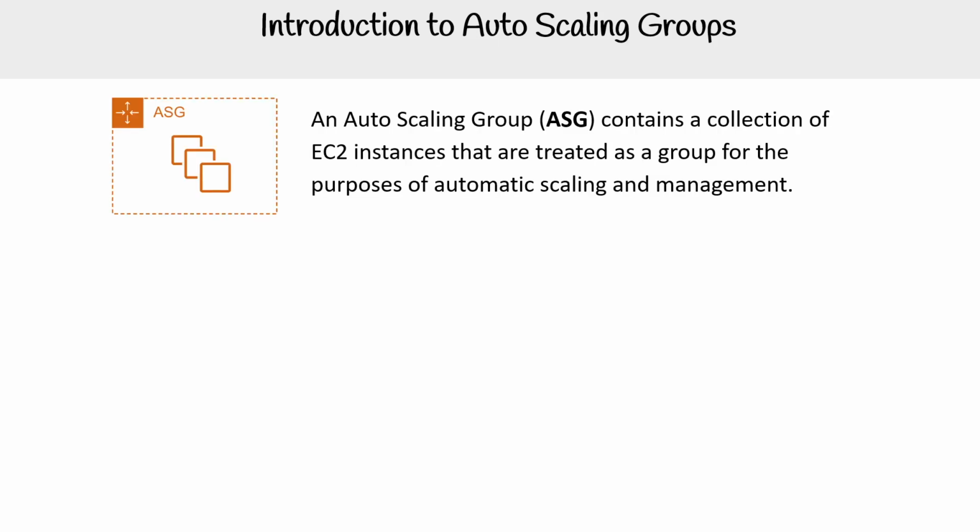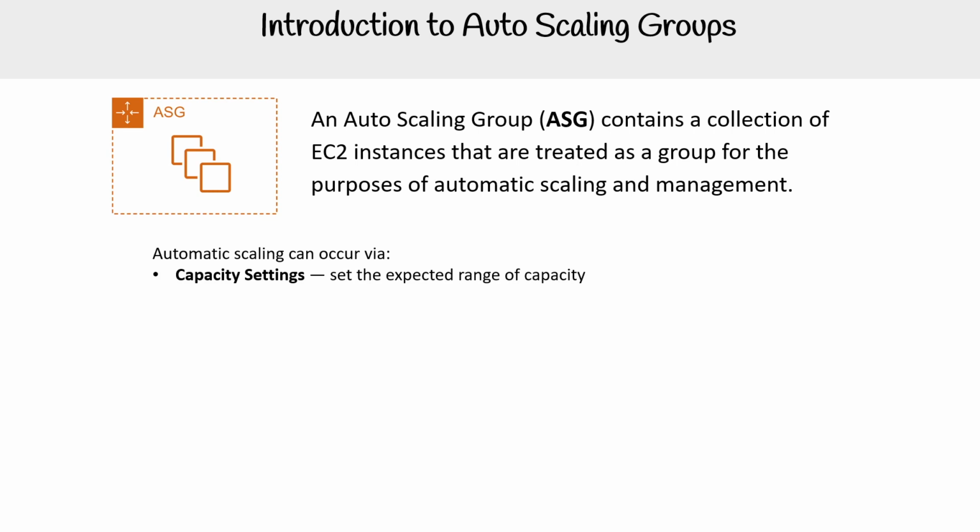So an ASG contains a collection of EC2 instances that are treated as a group for the purpose of automatic scaling and management, specifically horizontal scaling, as it is just adding and removing instances. Automatic scaling can occur in a few different ways when you're using ASGs.